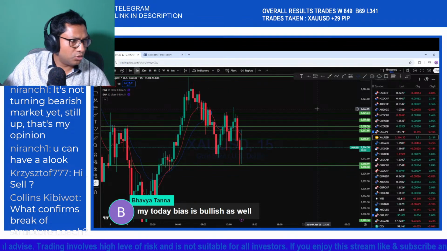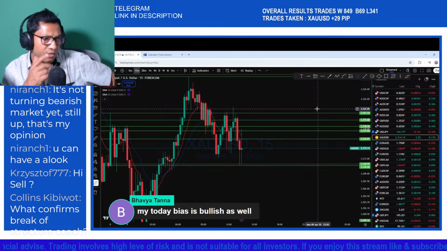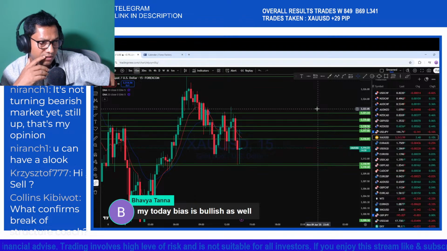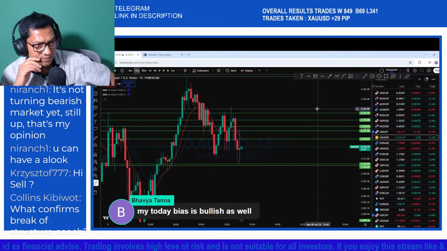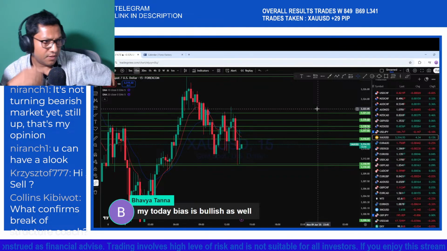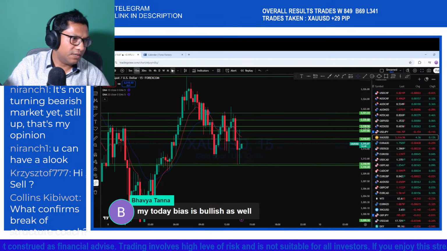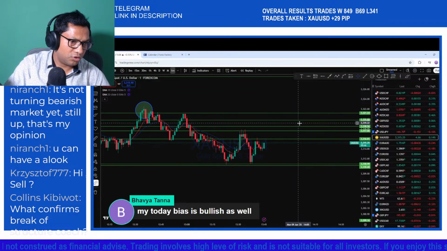So the candle closed on the 15 minutes. If we look at a doji, a green doji, that gives some bullish momentum here for the short term maybe.